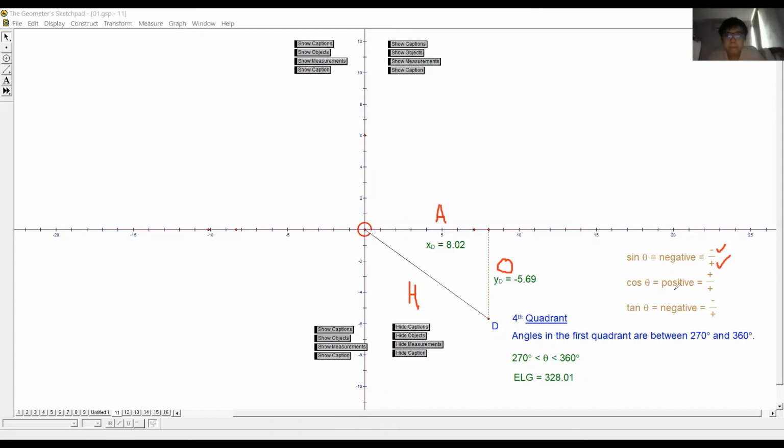Now, how about cosine? Cosine is adjacent over hypotenuse. Adjacent is positive. The hypotenuse is also positive. So as a result, cosine in the fourth quadrant is a positive number. Tangent, opposite over adjacent. Opposite is negative, adjacent is positive. So when you divide a negative number by a positive number, you get a negative number. Okay.